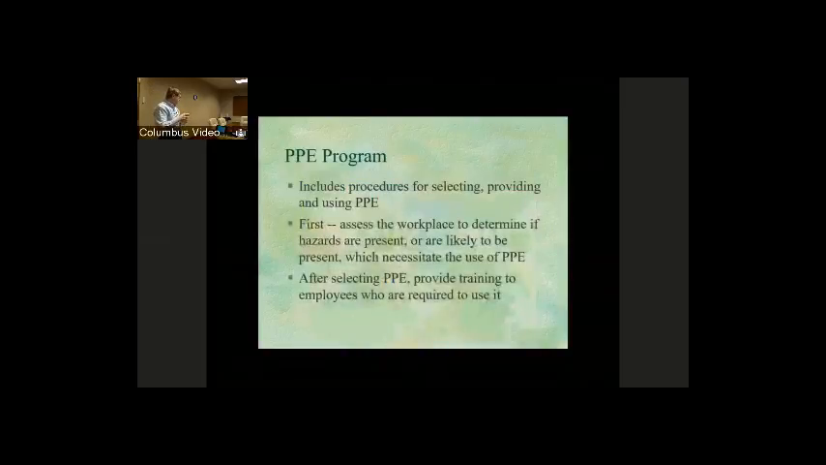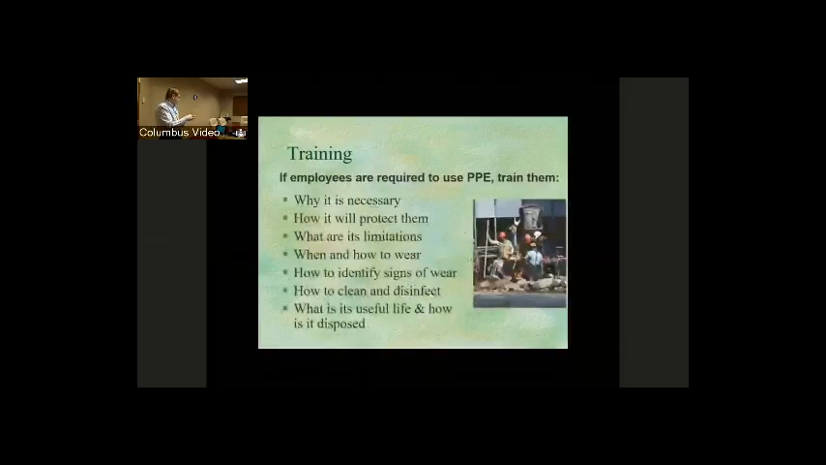So these are different types. Our PPE program includes procedures for selecting, providing, and using PPE. And we as a company are going to select the PPE based on the hazards our employees are exposed to. We're going to make sure we buy and purchase quality products from reliable vendors such as 3M and other companies like that. We're going to assess the workplace, as we mentioned, and select the PPE based on that assessment, and we're going to make it available to our employees.